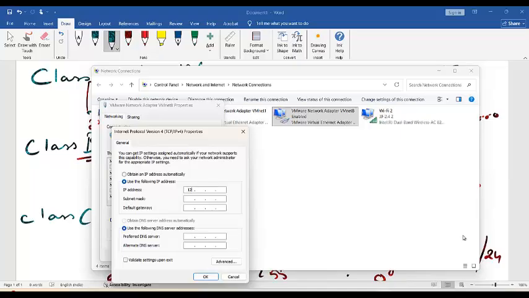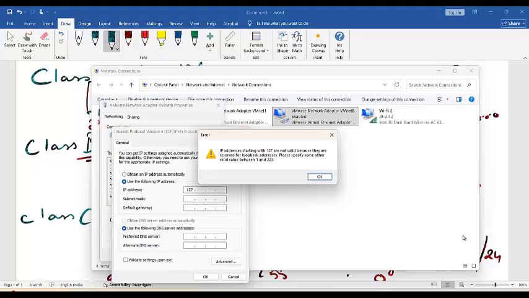But when I say 127, again it says something. It says IP addresses starting with 127 are not valid because they are reserved for loopback address. Please specify some other valid values between 1 to 223. So you can't use 224 because it is multicast, and you can't use 127 because it is loopback address.